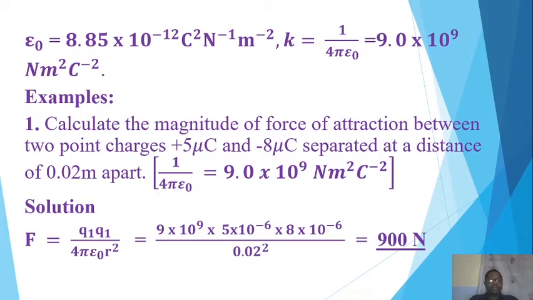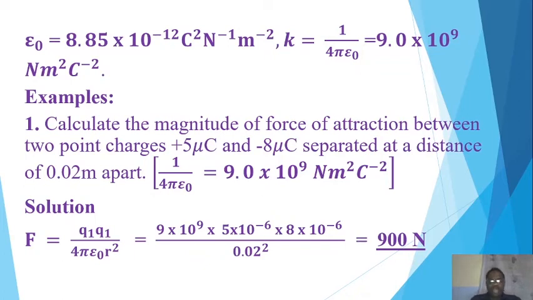Okay, example 1. Calculate the magnitude of the force of attraction between 2 point charges, plus 5 microcoulomb and minus 8 microcoulomb, separated at a distance of 0.02 meter apart. You are given the constant 1 over 4 pi epsilon 0 equal to 9.0 times 10 to the power 9 Newton meter square per coulomb square. Solution: F is equal to Q1 Q2 over 4 pi epsilon 0 R square, which is equal to 9 times 10 to the power 9 multiplied by 5 times 10 to the power minus 6 multiplied by 8 times 10 to the power minus 6 all over 0.02 square. And that gives us 900 Newton.